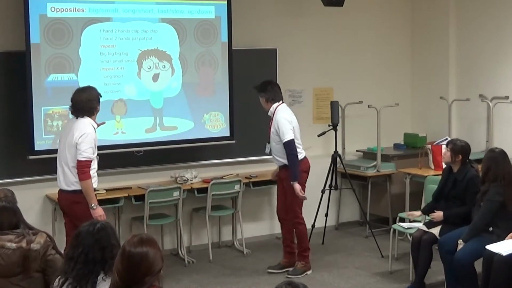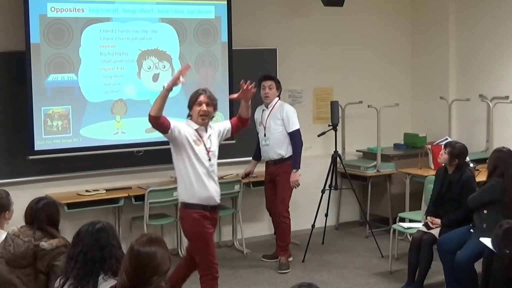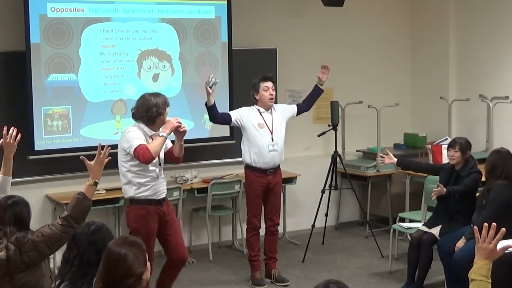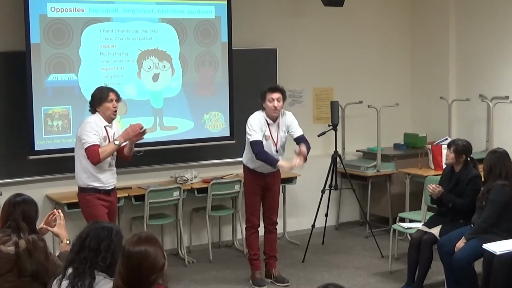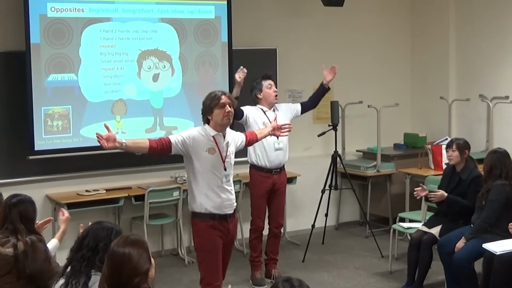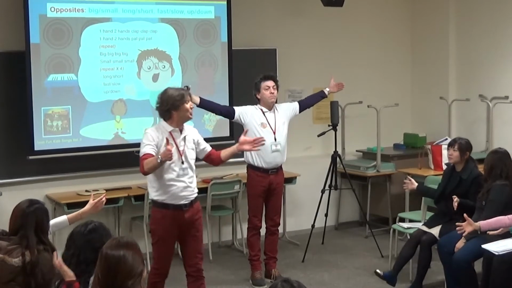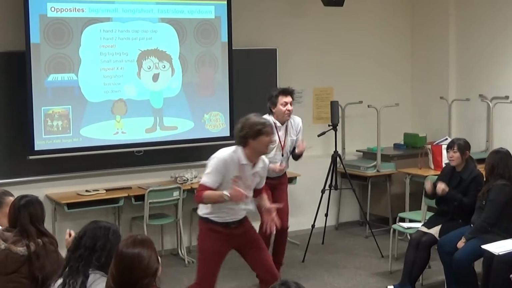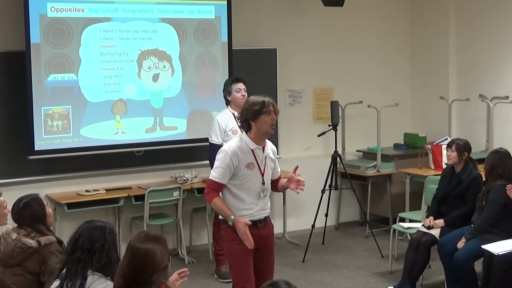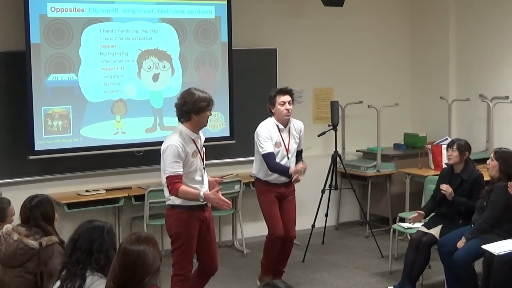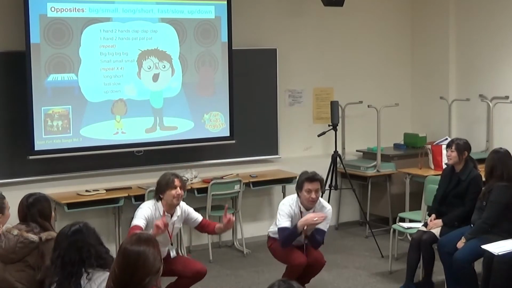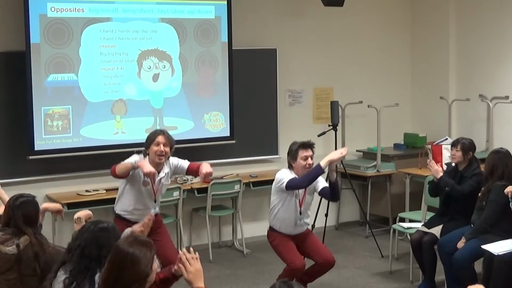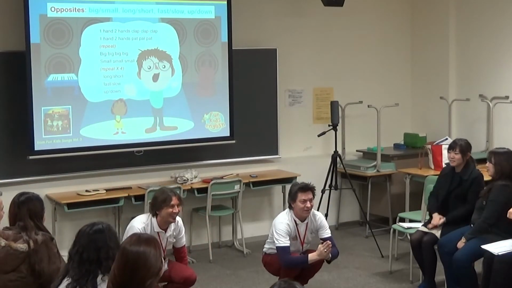We're going to do an opposite song next. We're going to go big, big, big. Small, small, small. Long, long, long. Short, short, short. Fast, fast, fast. Slow, slow, slow. Up, up, up. Down, down, down. Get the Egyptian thing happening.